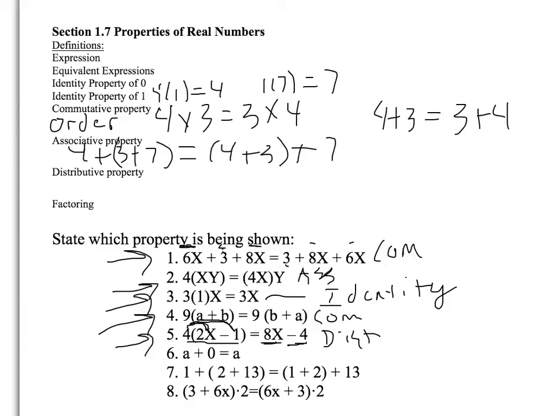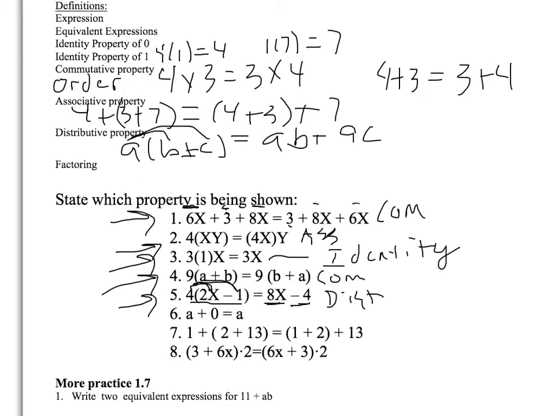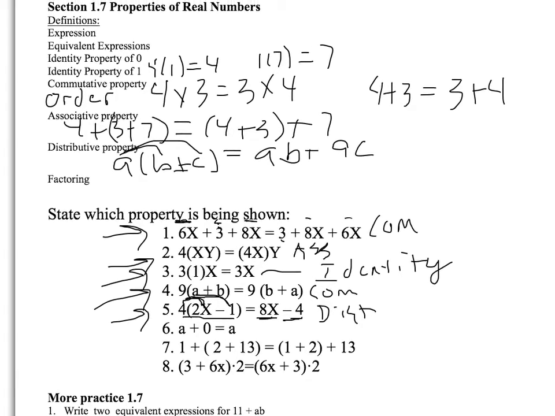So what the distributive property says is that if we have a times b plus c, we can multiply the a times the b. That's going to give us ab. Then we have the addition, so we have plus. And then we can multiply the a times the c, so we have ac. That is distribution.